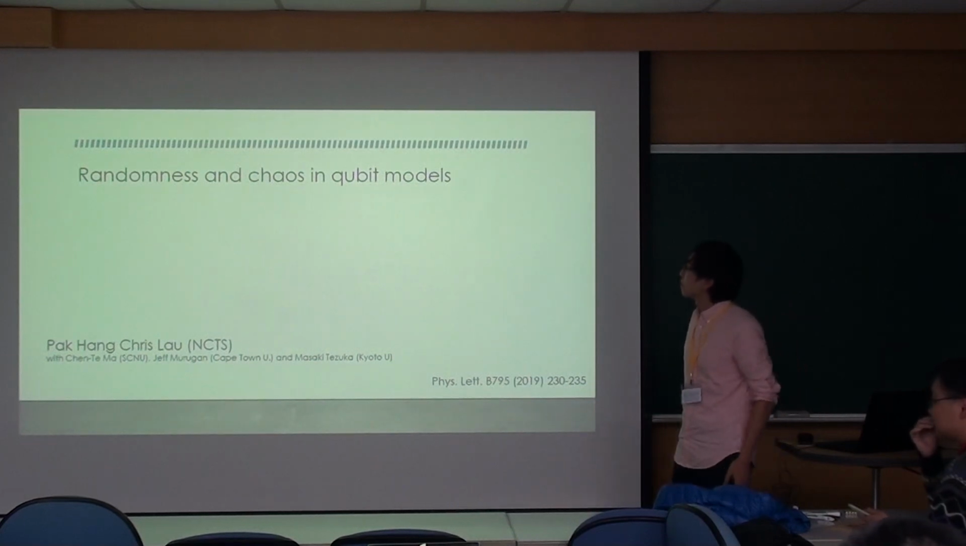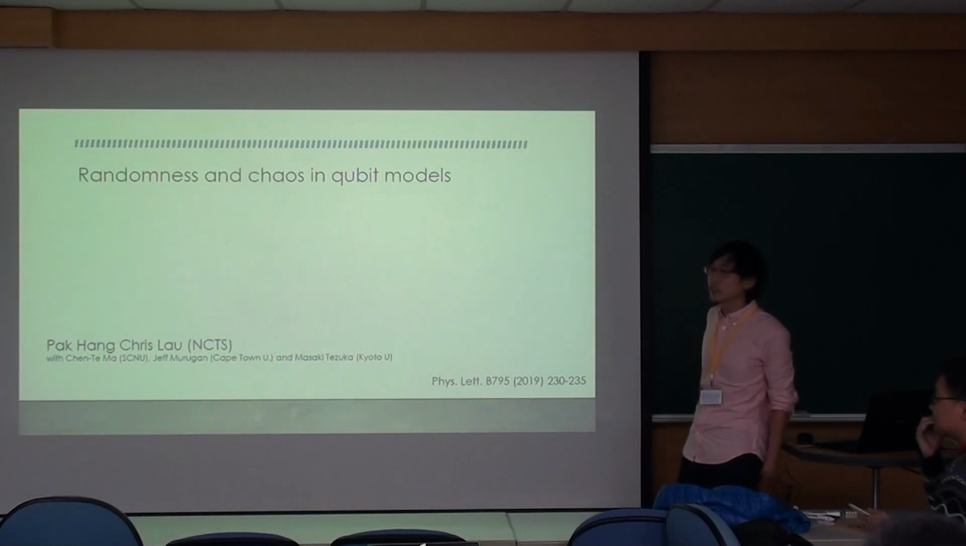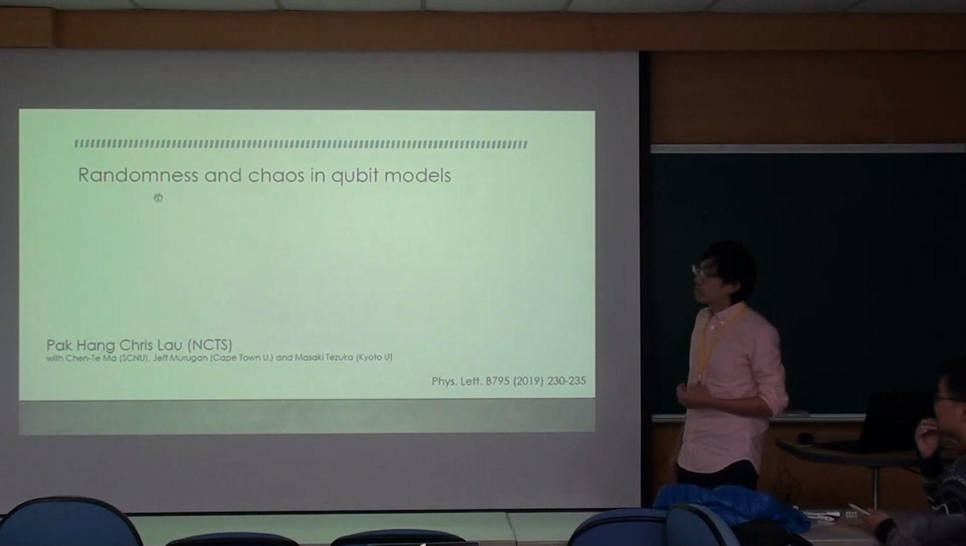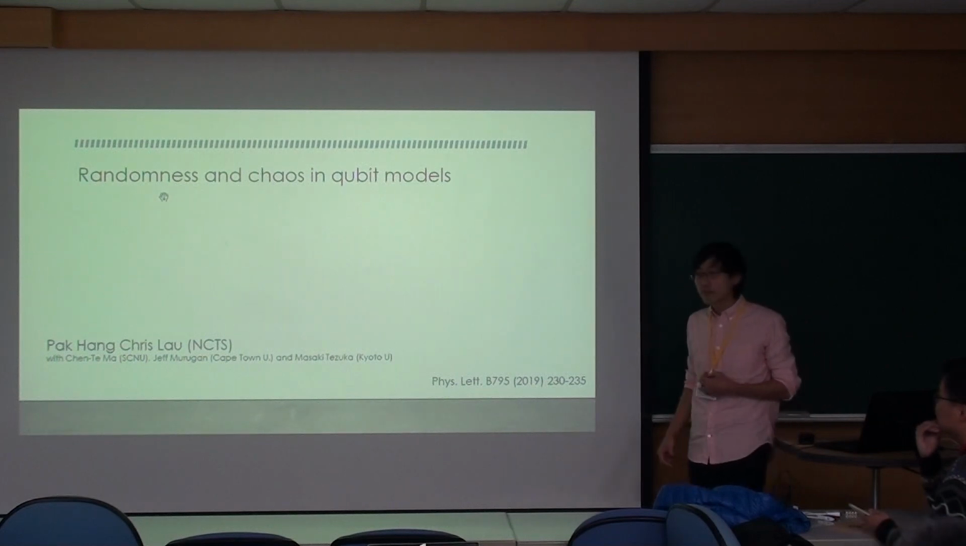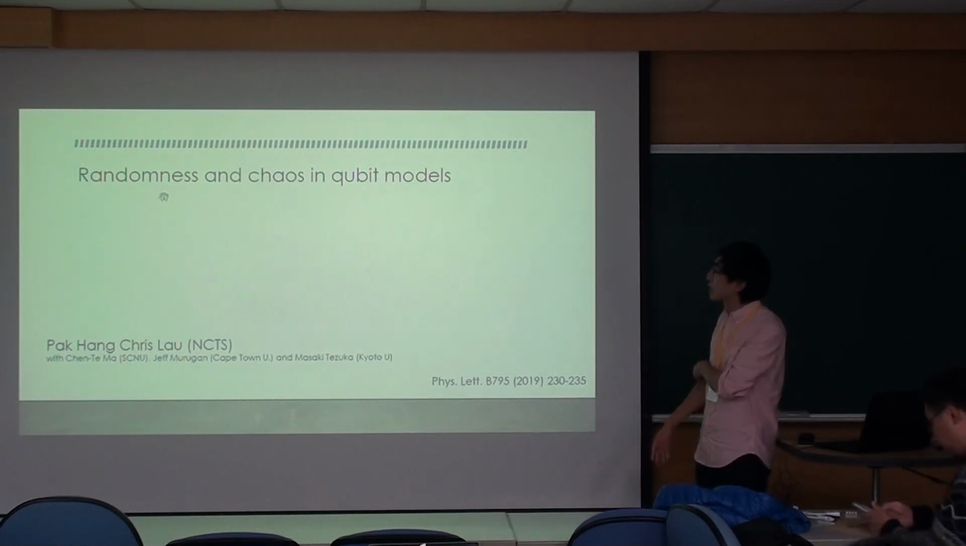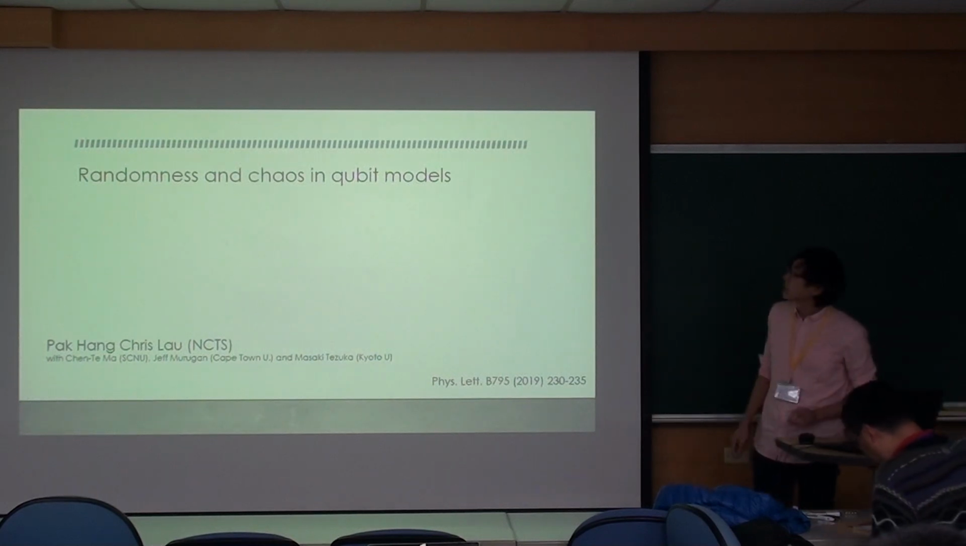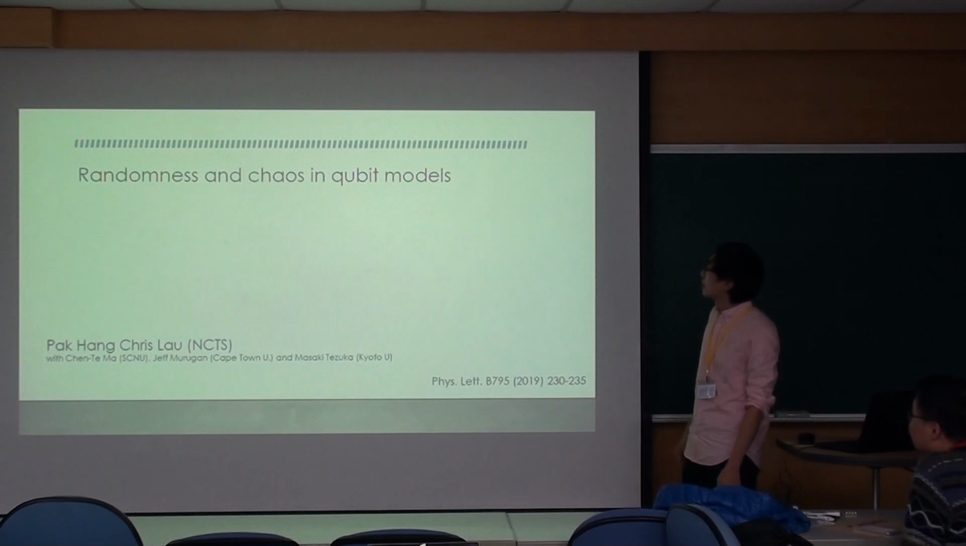So this work is about the relationship between randomness and chaos. We would like to study whether they are related, or what the relationship is between chaos and randomness, using some simple models that we look at, which are the qubit models.